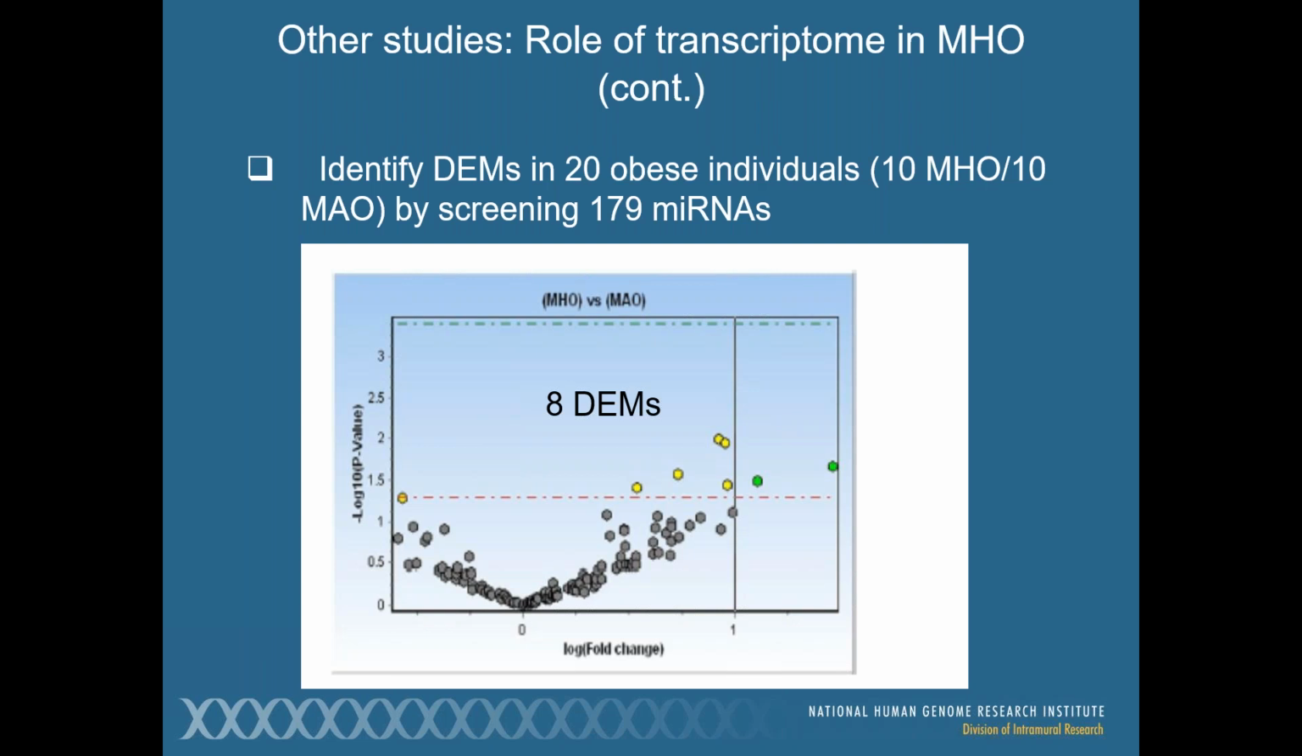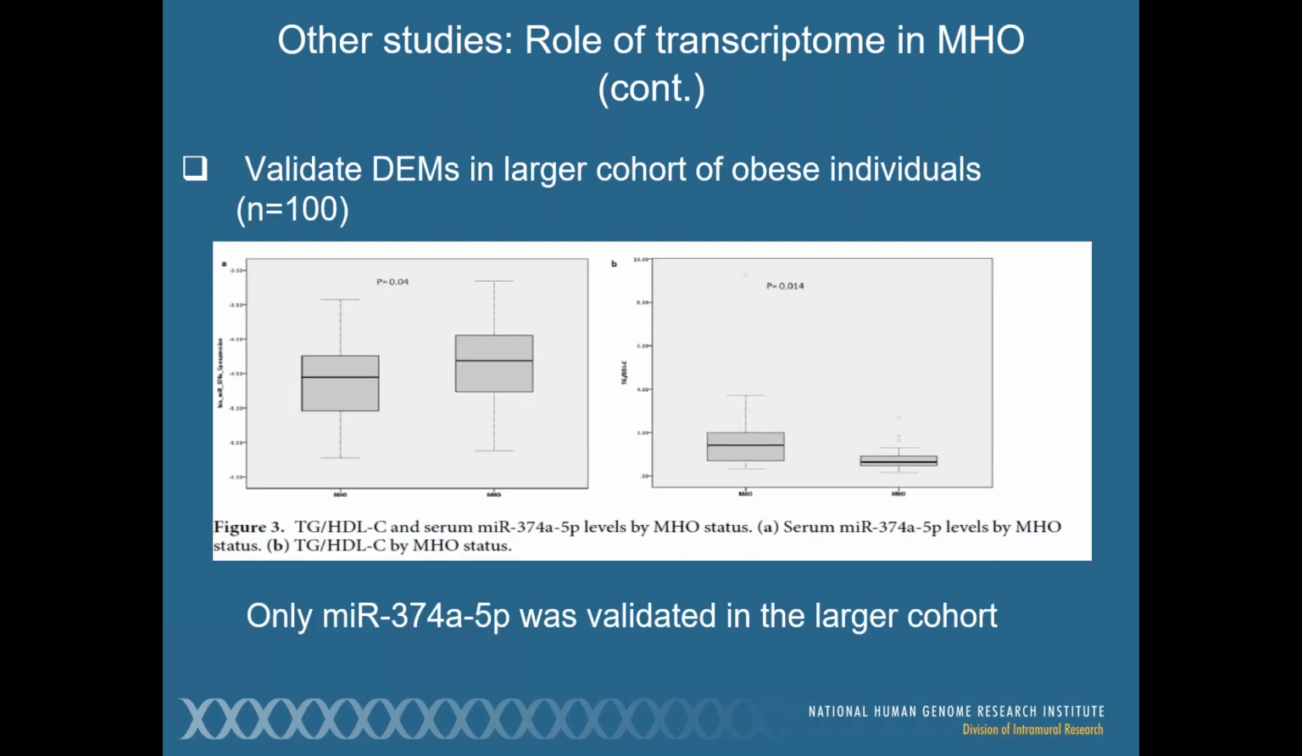And the next step is to validate these 8 in a larger cohort of 100 African Americans. And again, what we see here is that of the 8, only one remains significantly associated with all the phenotypes that we looked at, and that's microRNA 374-5p. And here I'm showing one example of the outcomes driving the change in this microRNA level: TG over HDL, which again are lipids and also known to be associated with insulin resistance.